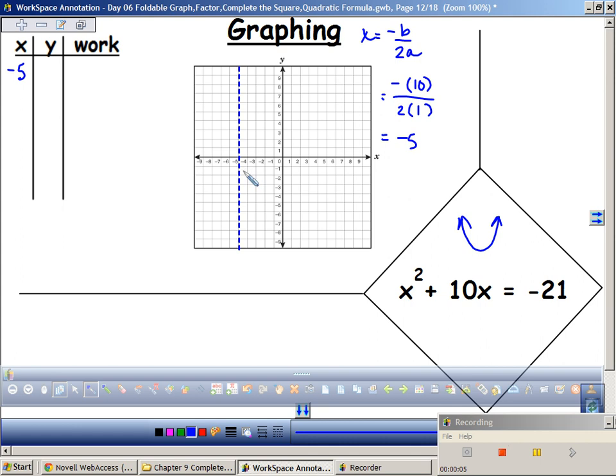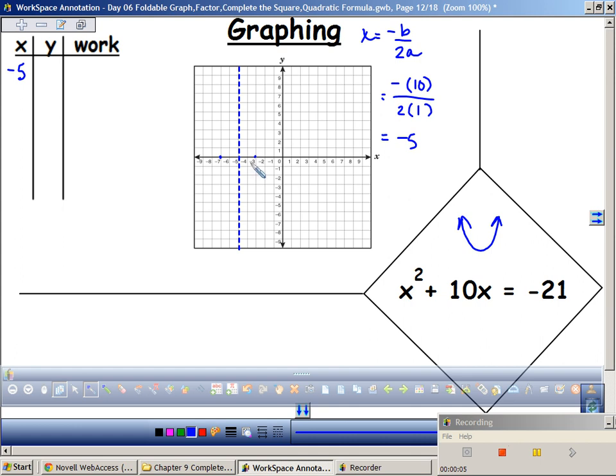Hold on. Answer my other question first. What are my roots already? We already found them. Negative 3 and negative 7. Does that make sense? Here, we'll put them right here. They're right there. But that doesn't do me any good. I haven't drawn my graph. What do I need first? The vertex.